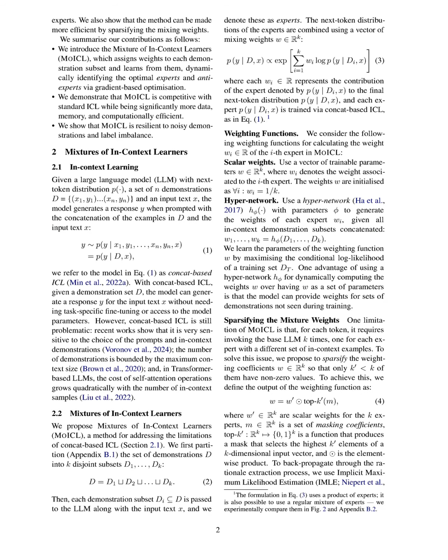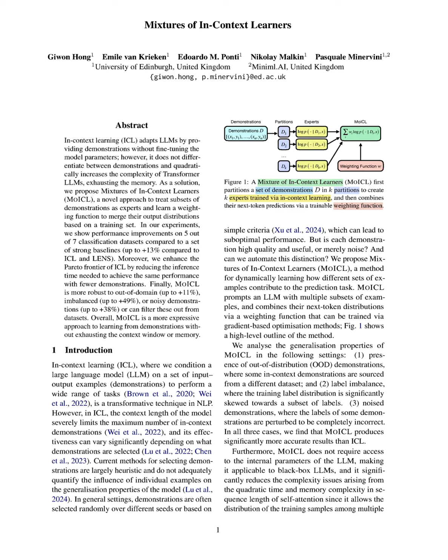The mixtures of in-context learners (MoICL) method aims to address several limitations inherent in traditional in-context learning (ICL) with large language models (LLMs). Specifically, it seeks to improve the selection and weighting of demonstrations, which are often chosen heuristically and can lead to suboptimal performance due to noise or irrelevant examples. MoICL dynamically learns the contribution of different subsets of demonstrations by assigning weights to them, allowing the model to identify both helpful and harmful examples, anti-experts.